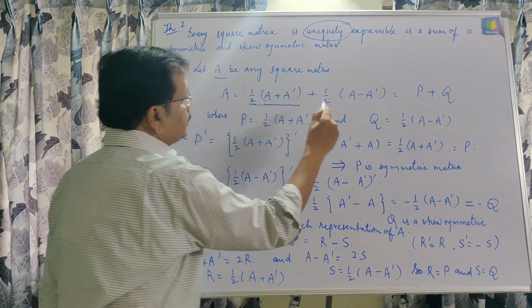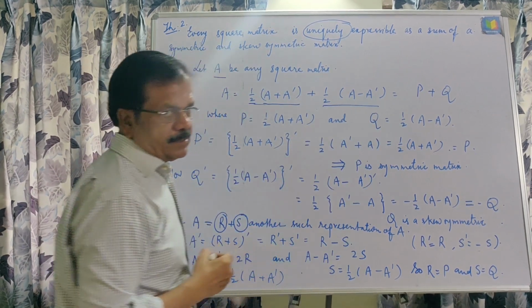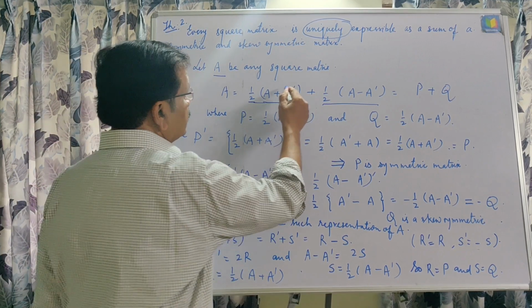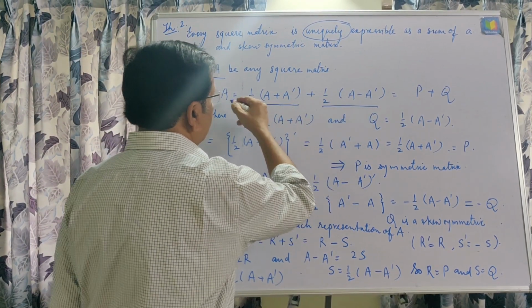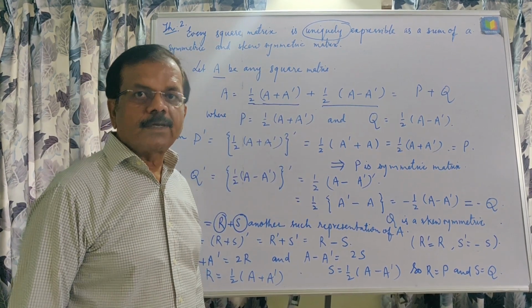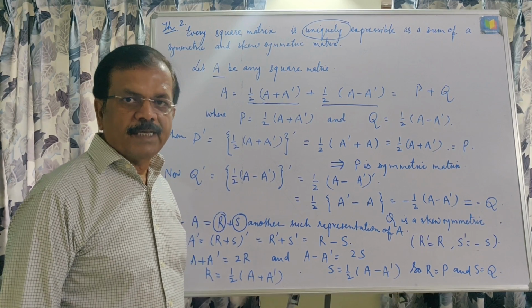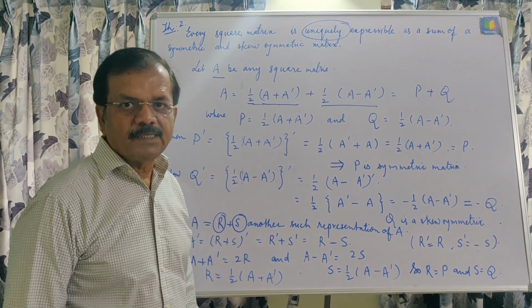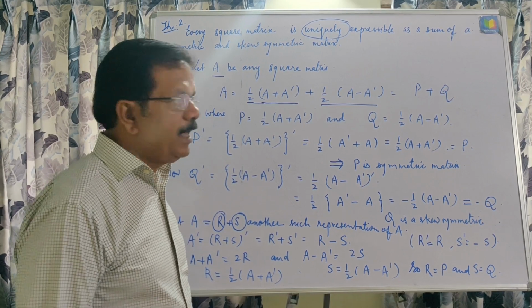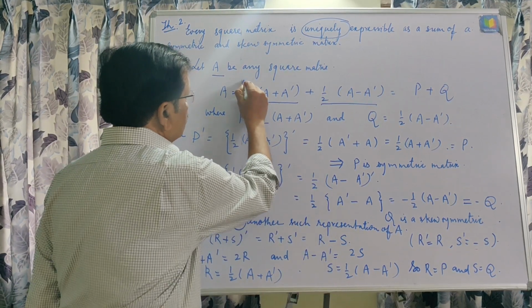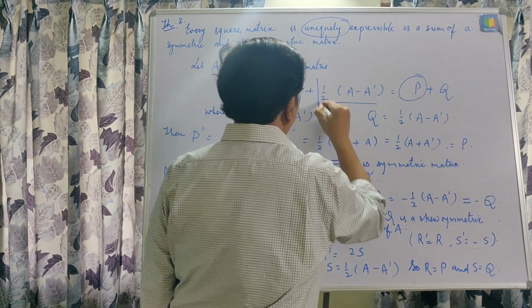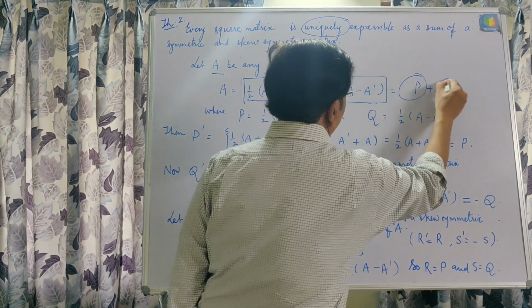Now let A be any square matrix, then A can be written as half of A plus A dash plus half of A minus A dash. We can write this very easily. You can see here, A dash will cancel, and half plus half is A. So in simplified form, A is equal to half of A plus A dash plus half of A minus A dash. Here we assume the first is P, and the second is Q.